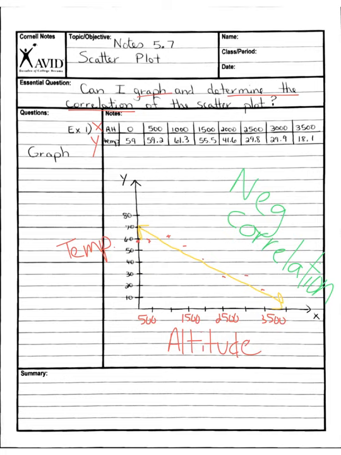And the last thing we're going to talk about is identifying that correlation. We know it's a negative correlation, but now we're going to look at that line. I want you to think, how close are those dots to that line?